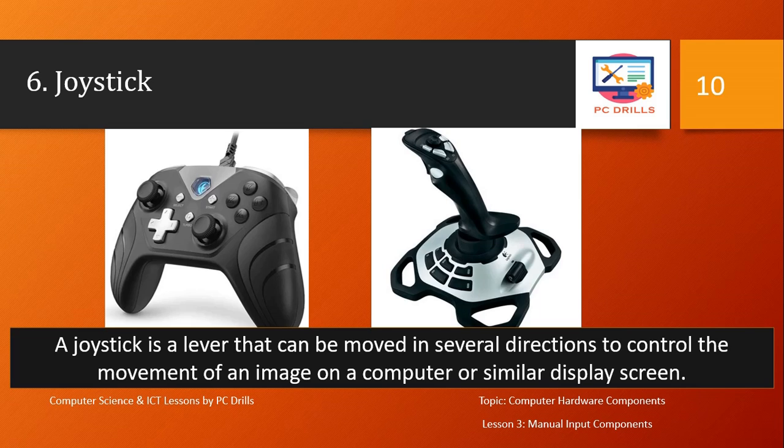Next, we have a joystick. The joystick is actually a lever that can be moved in several directions to control the movement of an image on a computer or a similar display screen. So you can move it left, right, top, bottom, basically resembling how the trackball was moving, if you remember.